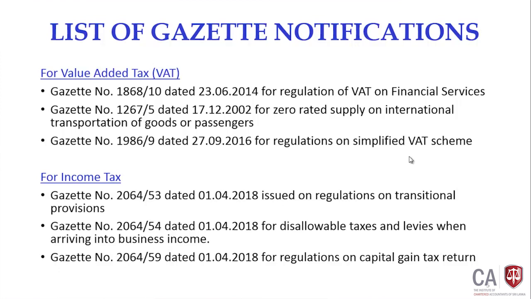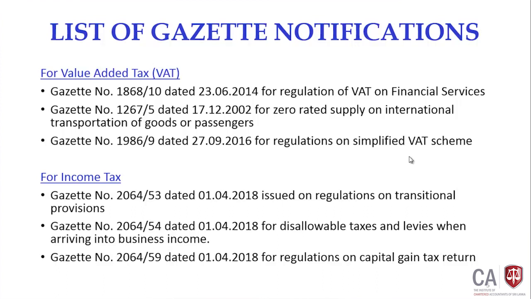First one is for the simplified value added tax scheme. Second one is for VAT on financial services. And the third one is linked to section 7, zero rated supplies relevant to international transportation. These are three. Don't worry, as much as possible in my session, I will explain these three.